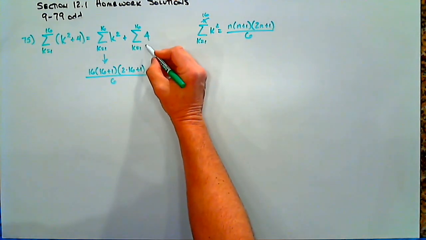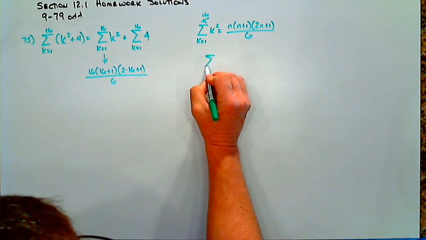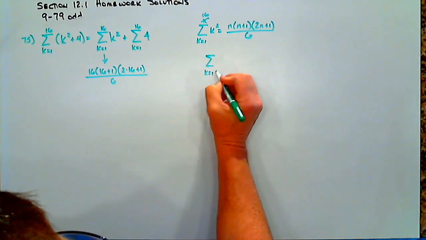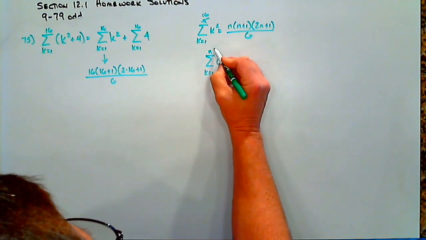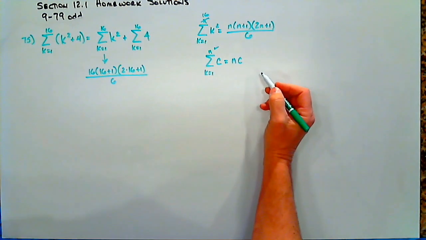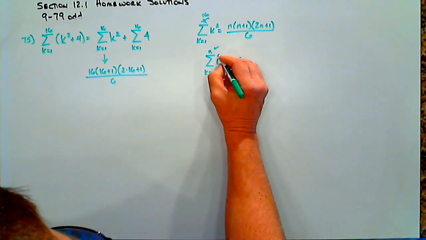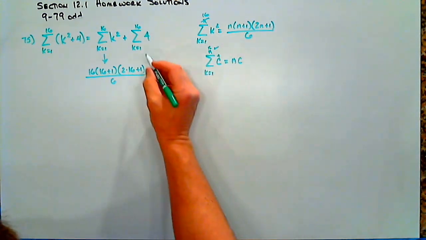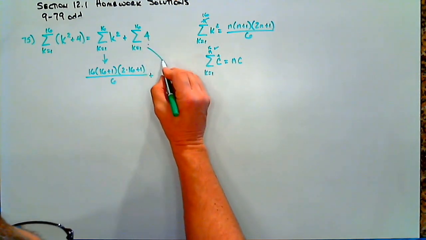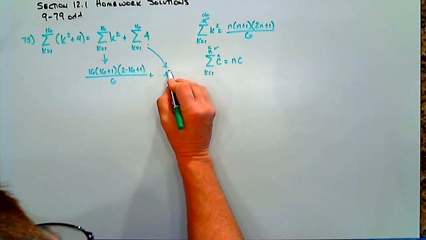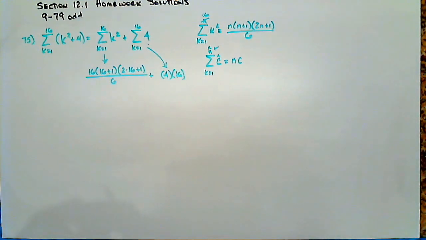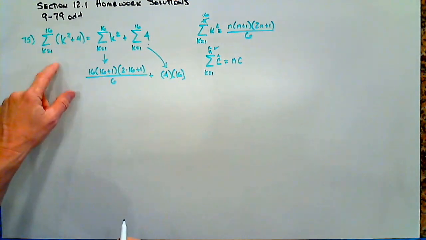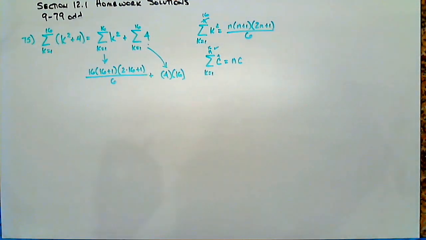What about this piece? Well, we have another rule that says if you have the sum k equals 1 to n of a constant, it's just n times the constant. Well, our constant is 4, and our n is 16. In other words, this piece right here is 4 times 16. This is how they expect us to solve this problem. They did not expect you to plug in a 1, plug in a 2, plug in a 3, plug in a 4, and add up 16 numbers. You'll never get done in time.